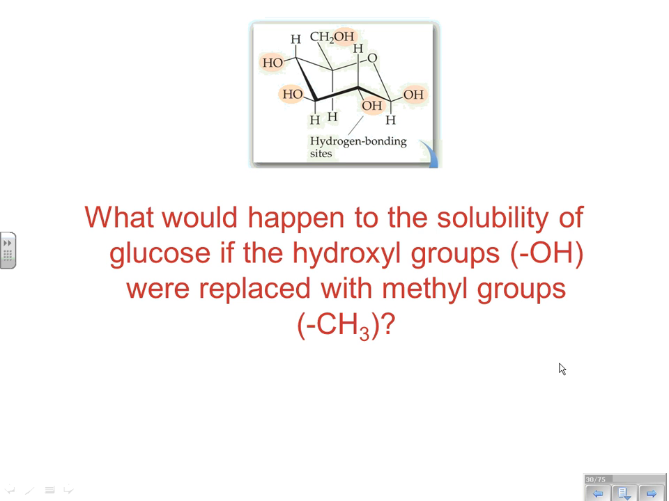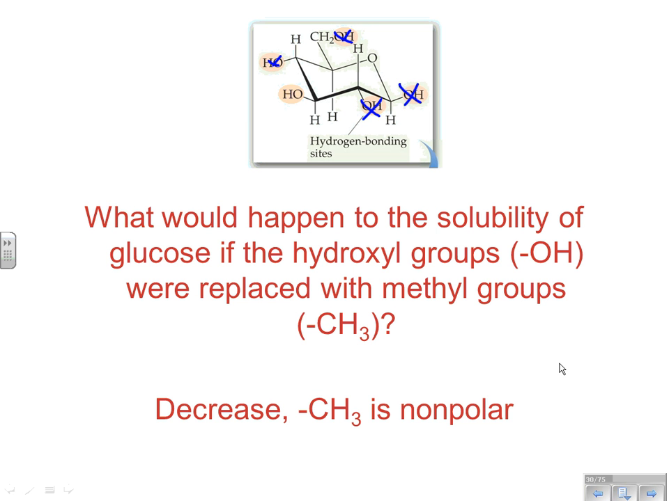So what would happen to the solubility of glucose if the hydroxyl groups, remember the OH groups, the alcohol groups, were to be replaced with methyl groups? Well, as I get rid of these OHs, I'm basically losing my ability to be attracted to water. So as a nonpolar substance, the methyl group CH3 is going to decrease my solubility if I replace the OH groups with methyl groups.